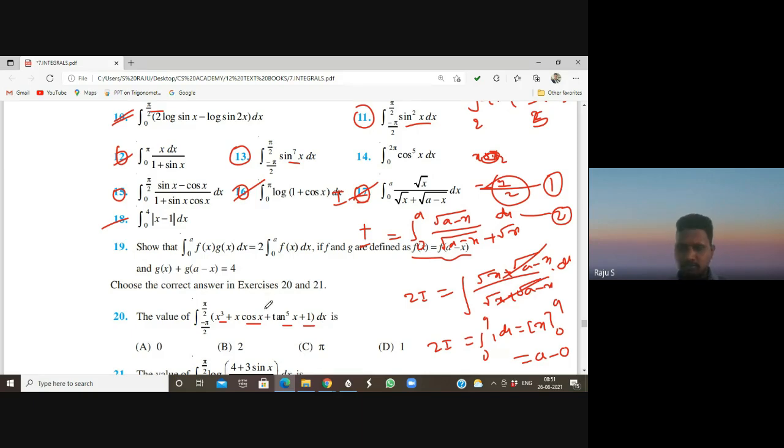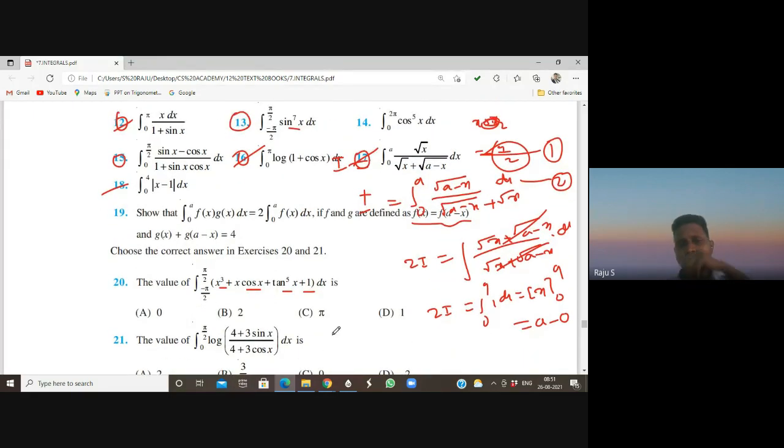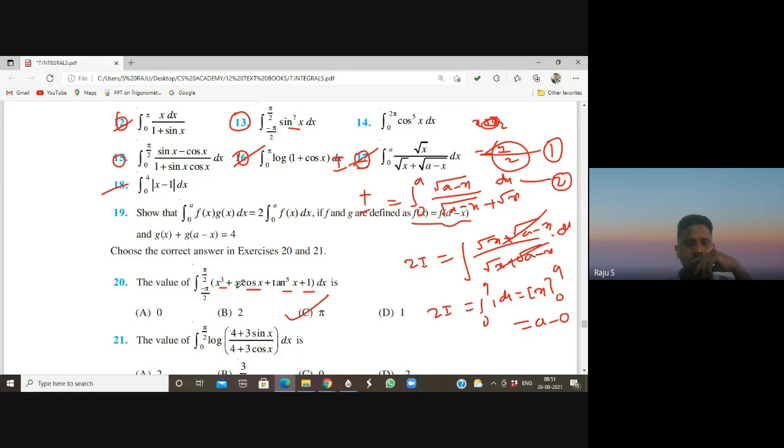Question number 20. Computation: pi, because it is an odd function, becomes 0 because the limits are the same with opposite sign. You have to integrate just the one alone.